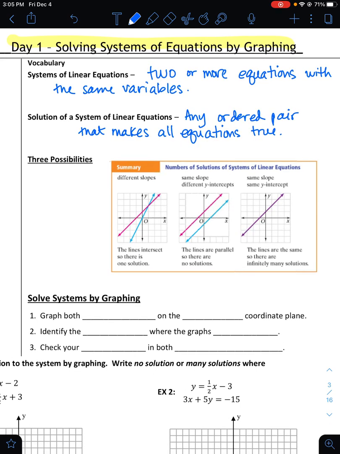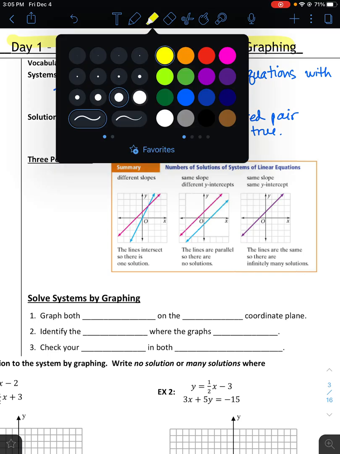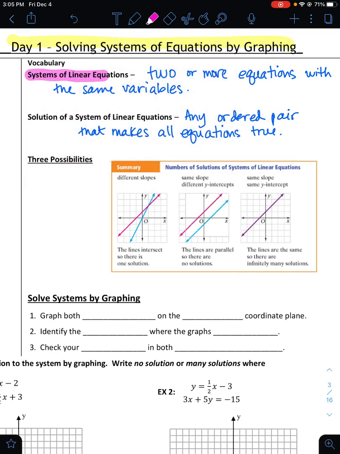The first vocabulary word here is a system of linear equations. A system of linear equations is defined as two or more equations with the same variables. Now we will focus on two in Algebra 1. Two or more equations with the same variables.